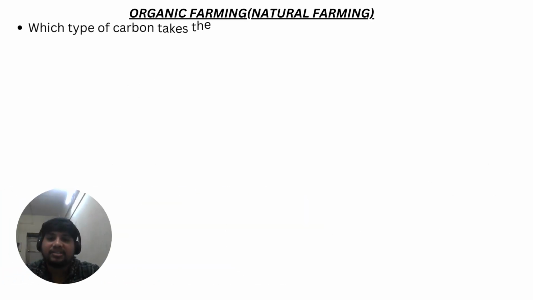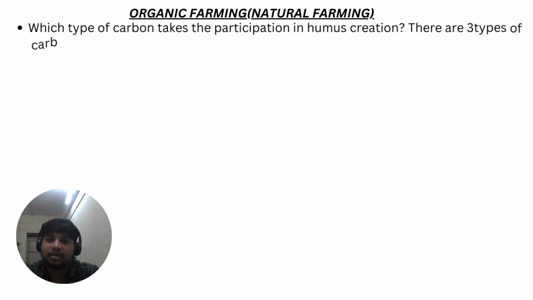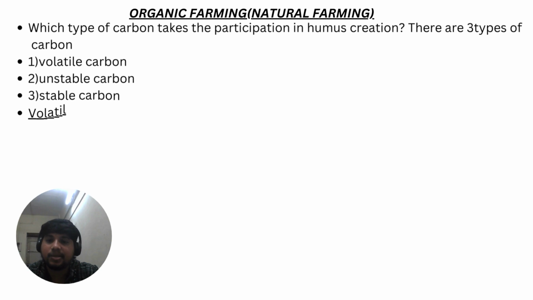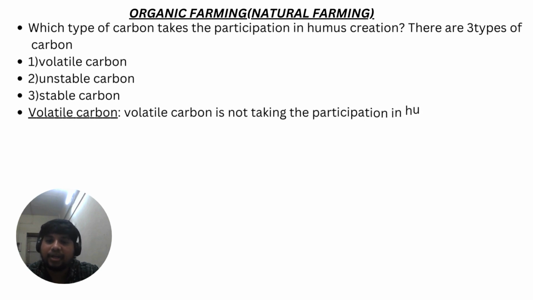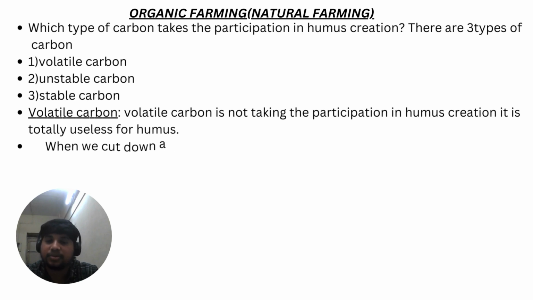Which type of carbon takes part in humus creation? There are three types of carbon: volatile carbon, unstable carbon, and stable carbon. Volatile carbon does not take part in humus creation. It is totally useless for humus.